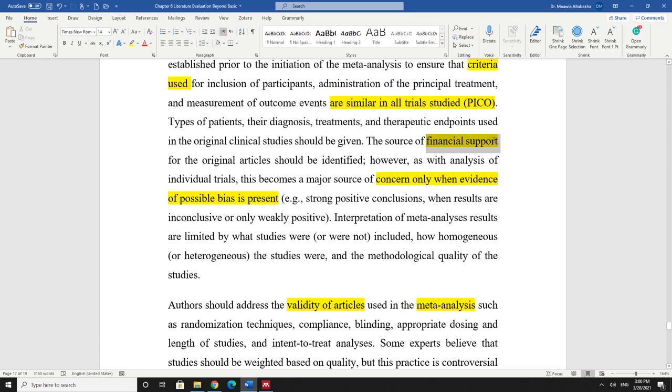Financial support, you should look for it in every clinical trial. You should see whether there is financial support from a company that might influence the authors. Of course, the presence of financial support doesn't mean there is bias, no, but you might suspect it if the conclusion is a strong positive conclusion, even though it's inconclusive or weakly positive.